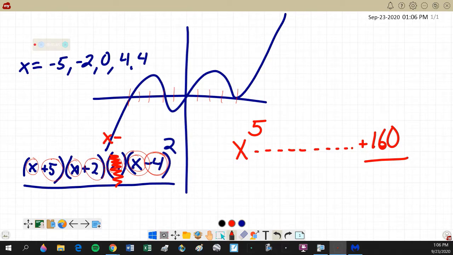Because if we do x plus 0, then that's going to knock it out. So this one actually ends in an x. Okay? So, the leading term is a product of all of the variable portions of the factors. Okay? The constant is a product of all of the numerical portions of the factors. And we can use that to our advantage.